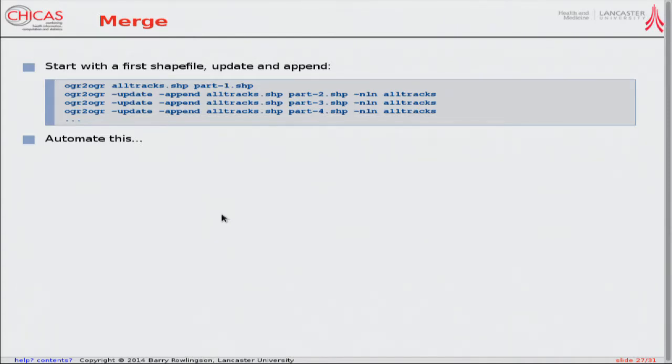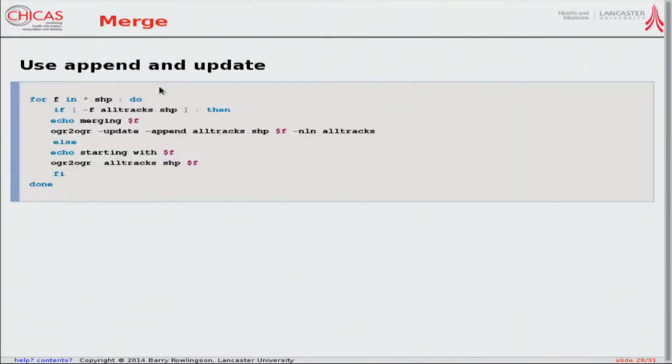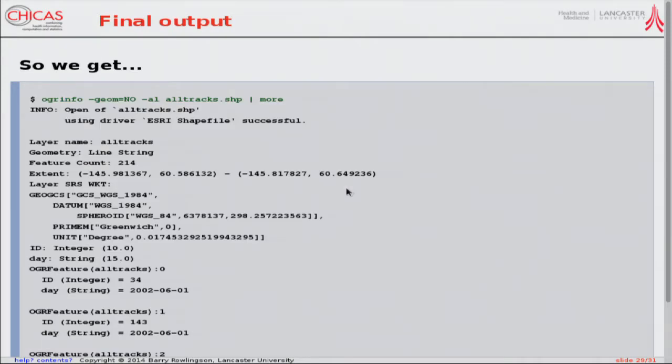I've now got to merge those shapefiles, which is another kind of step where you have to start with a new one and then add the extra shapes on. I'm kind of speeding over this a bit. And you can write a little script that will merge all those shape files into one big shape file. Again, using OGR to OGR. And then when I do that, I've now got all tracks.shape.